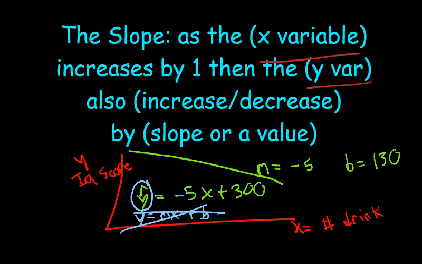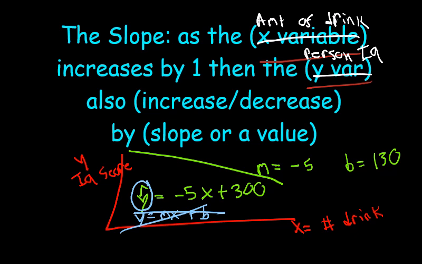So far, so good. So our interpretation is, as the amount of drinking someone does increases by 1, then the person's IQ also decreases by 5 points. Simple enough interpretation, just requires a lot of fluff, so you really have to read into the question to figure out what you're looking at.